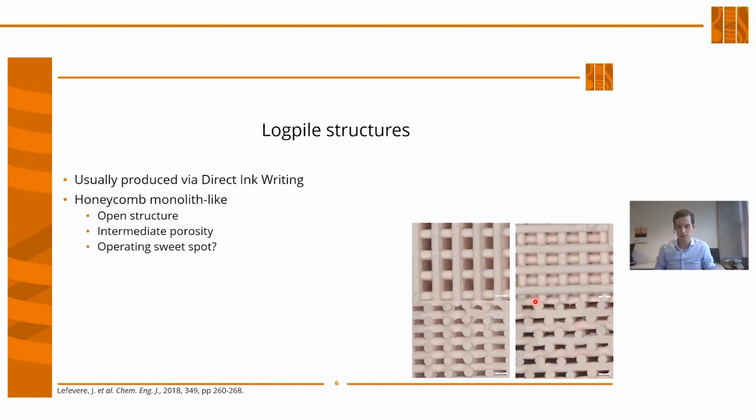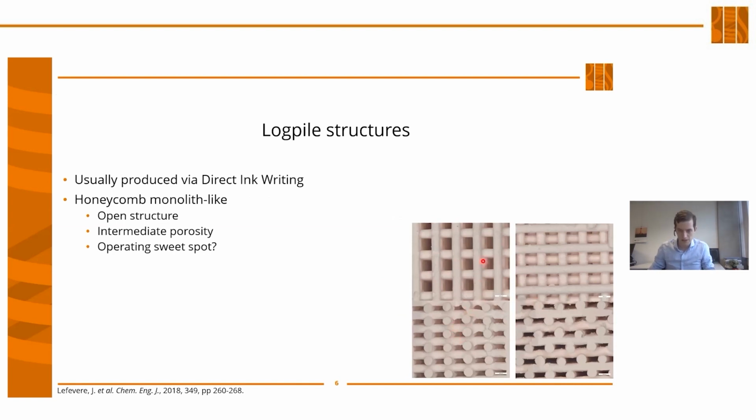And like you already saw in the previous drawing, what we mostly produce are log pile structures. And the name comes actually from when you stack logs or pieces of wood, you stack them like this on top of each other, and you get a half open structure. This looks a bit like a monolith that we saw in one of the previous pictures. But in a monolith, you really have channels with walls on all sides. And here you have some openings.